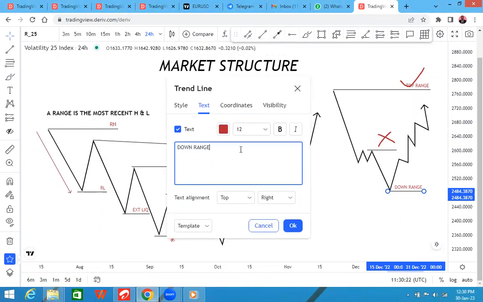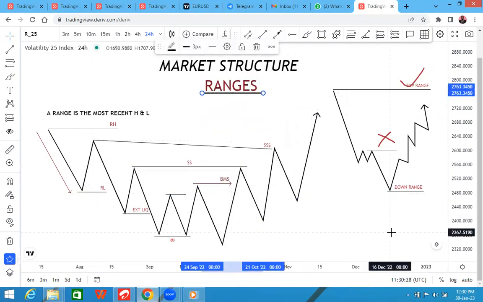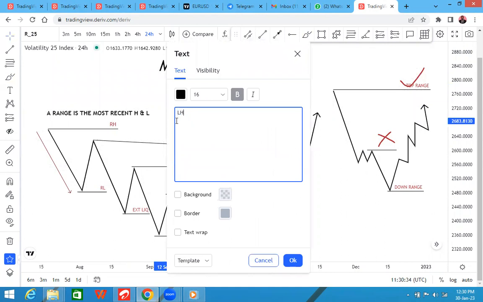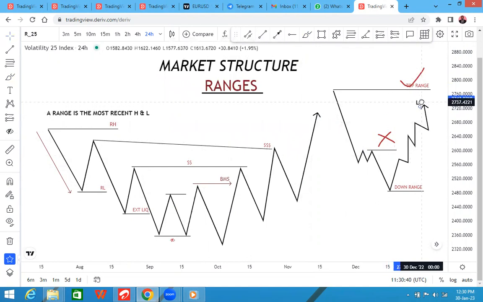Why are you doing that? Price is bearish, number one, market structure. Then you now have knowledge that price is going to a lower high. And since we are going to form a lower high, that is where you are looking to get an entry. So this becomes your lower high. So you mark your range, top range, down range.